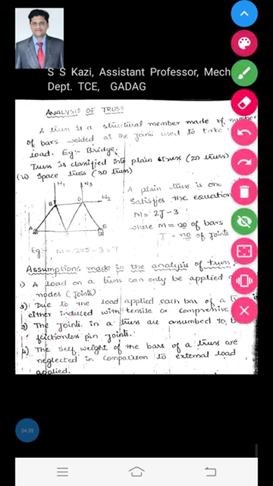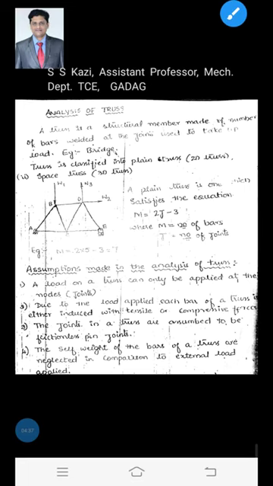These are the four assumptions which have to be made in the analysis of a truss. First assumption, a load on a truss can only be applied at the nodes or joints. Second assumption, due to the load applied, each bar of a truss is induced with either tensile or compressive force, hence a truss is also called a two force member. And third, the joints in a truss are assumed to be frictionless pin joints. Hence the truss member is also called a pin jointed member or pin jointed configuration.